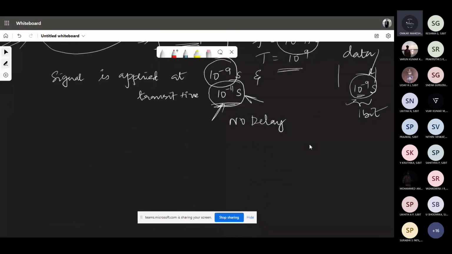Yes, sir. Thank you. So this is one of the limitations. We have got the second limitation, which is what is called the capacitance charging time.